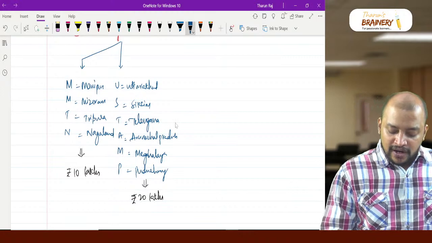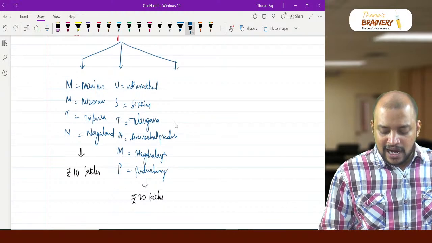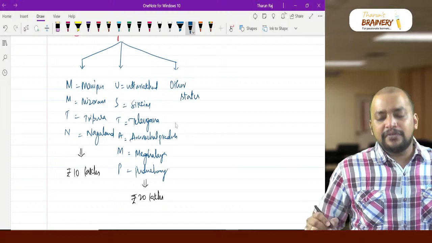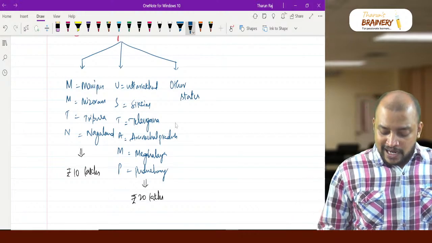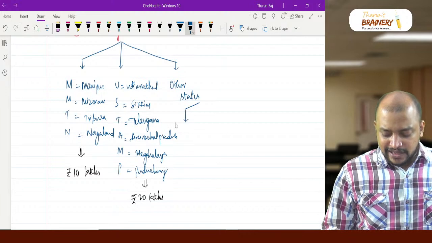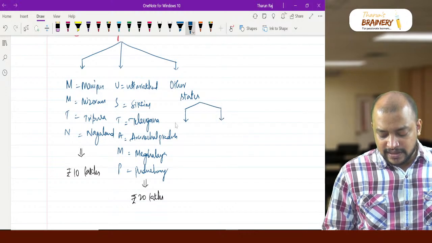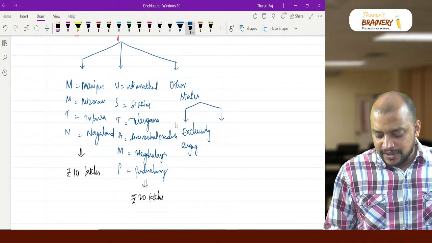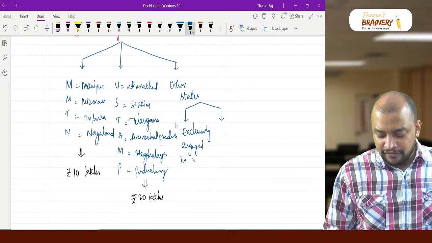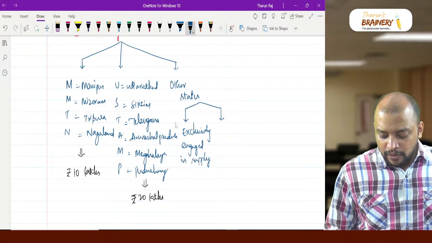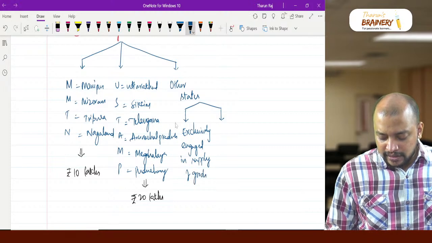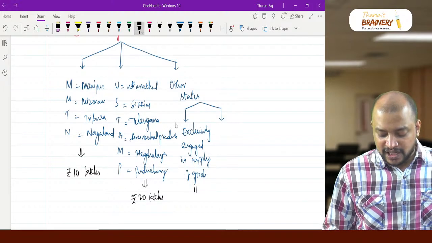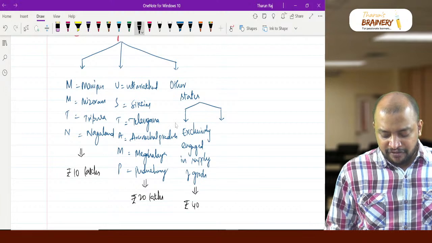And for other states, okay, if you are doing business in other states, now we need to check, are you exclusively engaged in supply of goods? If yes, then it will be 40 lakhs. Exclusively engaged in supply of goods. Okay. Then the limit will be 40 lakhs.